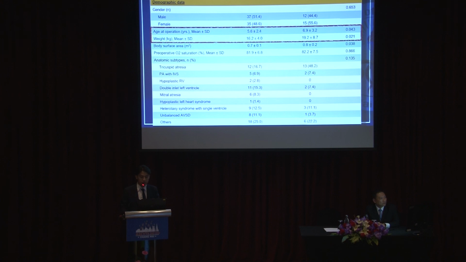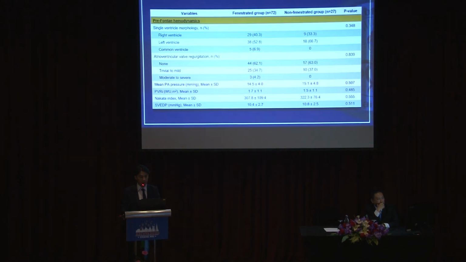It shows that the mean age and weight of the fenestrated group were significantly lower than the non-fenestrated group, while other preoperative variables remain insignificant, including preoperative oxygen saturation and anatomic subtypes. When comparing the pre-Fontan hemodynamics, including atrioventricular valve regurgitation, mean pulmonary arterial pressure, pulmonary vascular resistance and Nakata index, it also shows that there were no significant differences between the two groups.